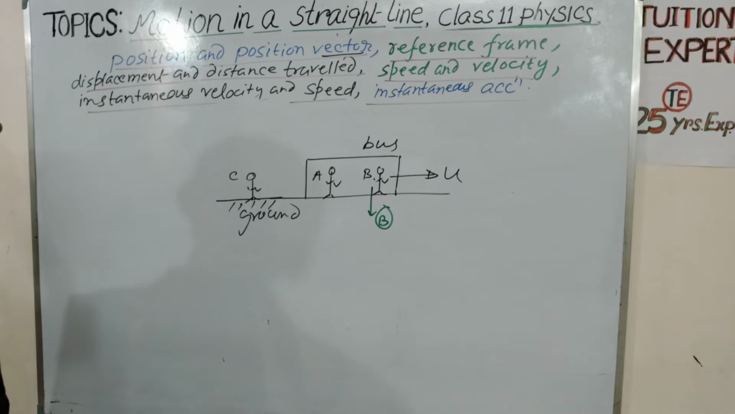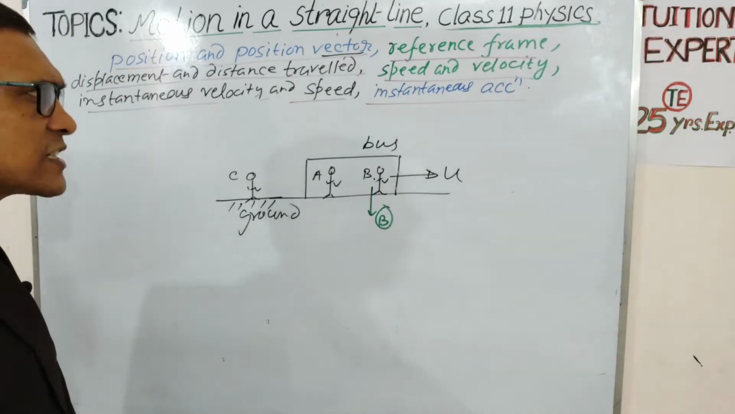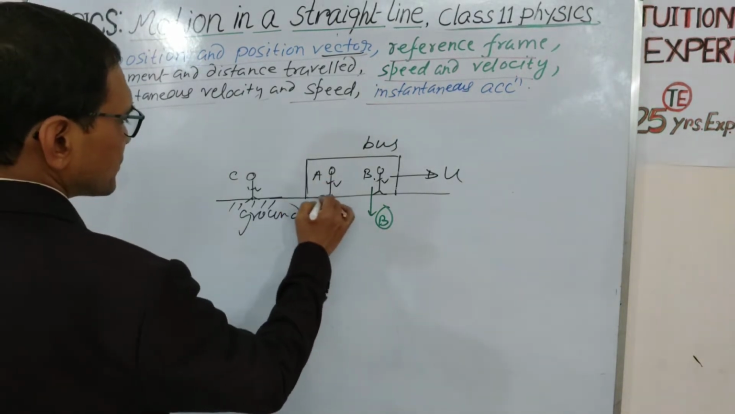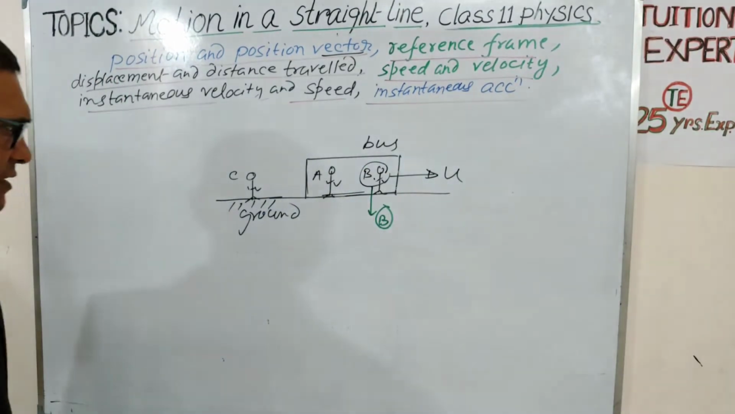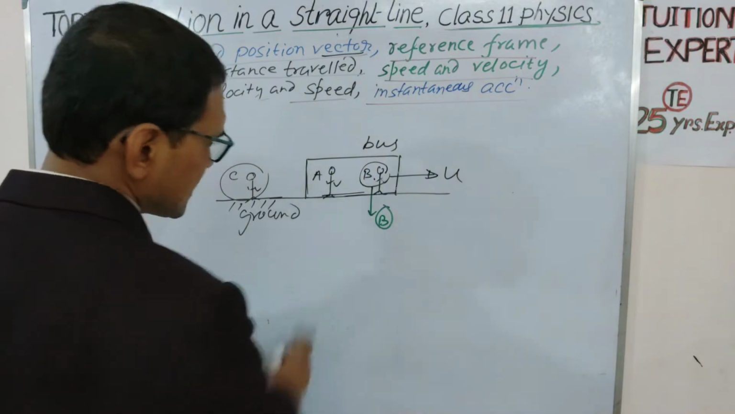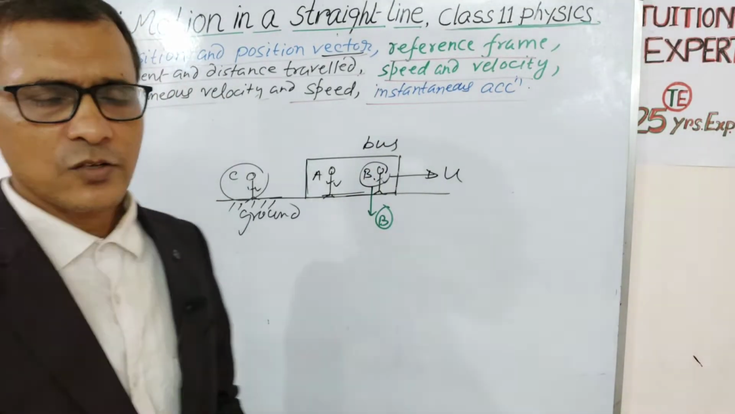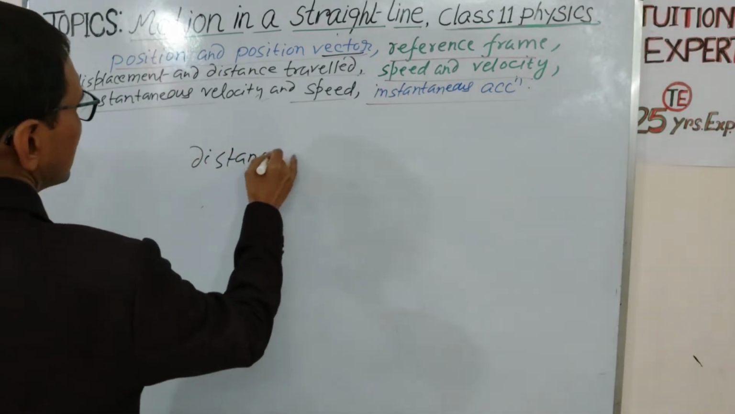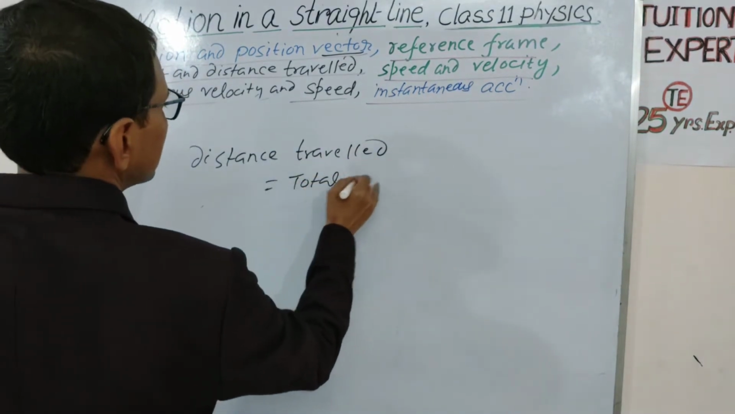So motion and rest completely depend on the reference frame. Here, with respect to the bus reference frame, the person B is at rest, but with respect to the ground reference frame, person B is moving with velocity u. Now, distance travelled means total path covered.